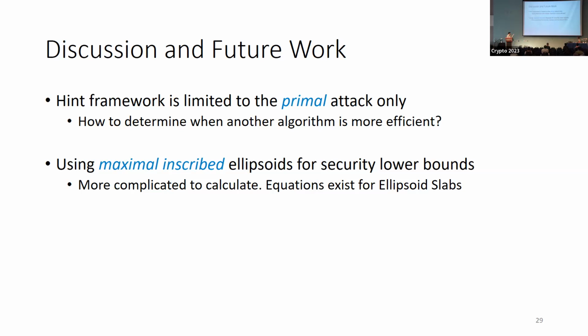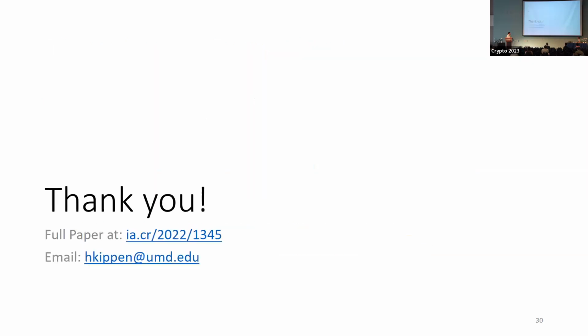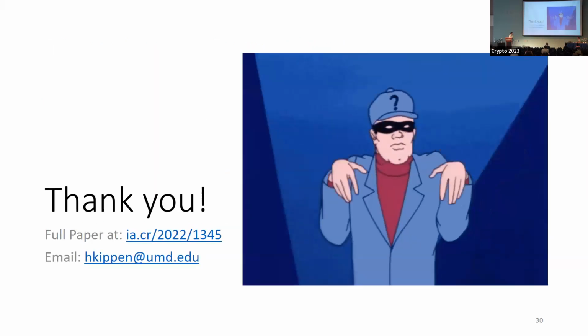These inscribed ellipsoids are somehow slightly more complicated to calculate, but there are equations that exist for these geometries known as ellipsoidal slabs, and they can map to ellipsoid half space intersection, but it's not exactly clear how we want to work with these. And also you can incorporate some more techniques from control theory, particularly for combined hints. The techniques that we're using with ellipsoid fusion were invented around 2002, 2003, and there's some state estimation literature improvements that could possibly yield further optimizations, though there's some papers that we read that say that this is actually pretty close to optimal, and it's not exactly clear what we would want to do here. But I think there is some efficiency that we can extract. And I want to say thank you again, and I'm happy to take any questions.